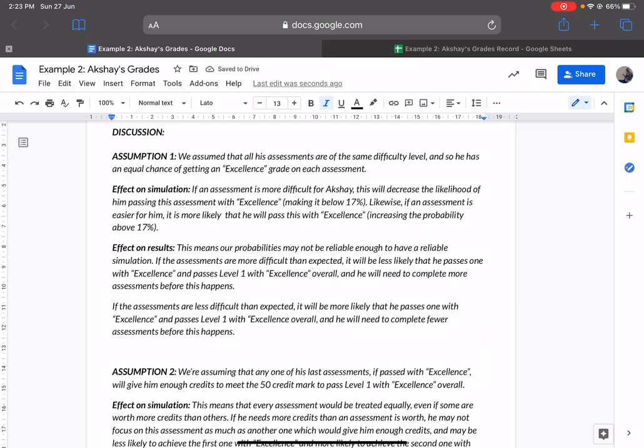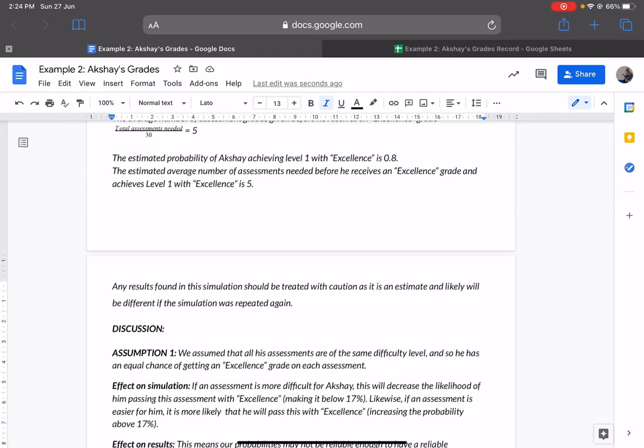If the assessments are less difficult than expected, it will be more likely that he passes one with excellence and passes level 1 with excellence overall. And he will need to complete fewer assessments before this happens. So that's the comment on our probability of success and how many assessments he needs. So that's the results that we got in the conclusion.